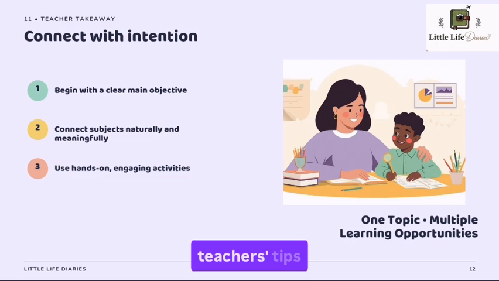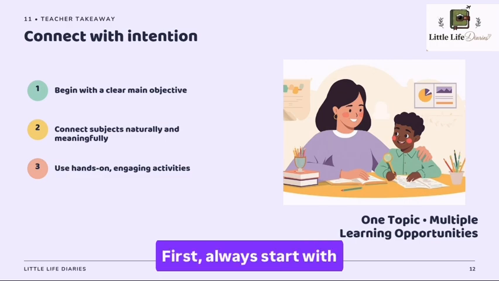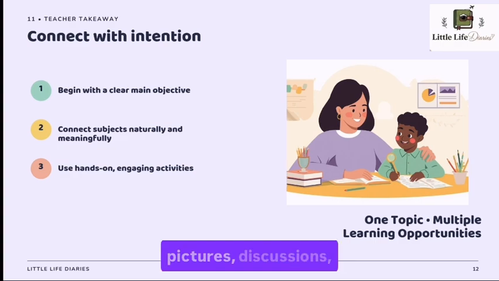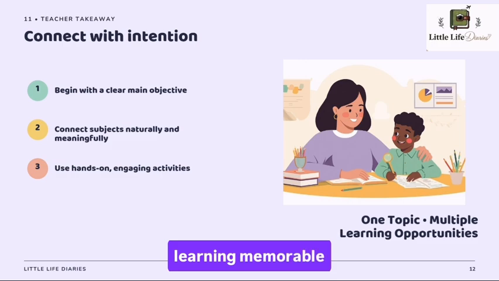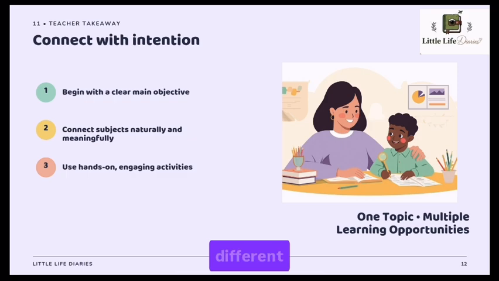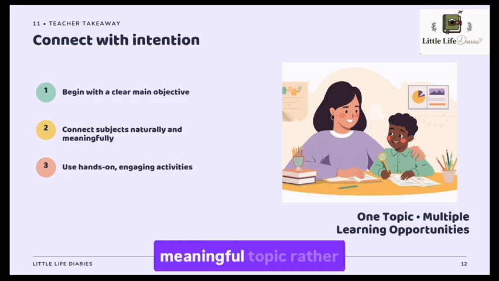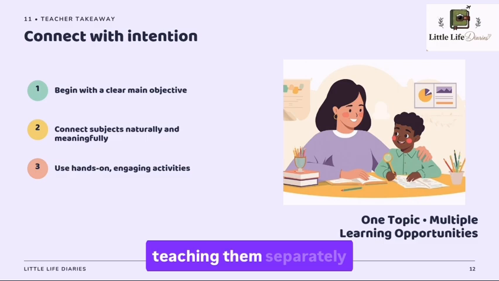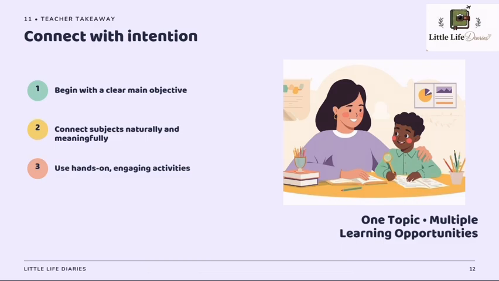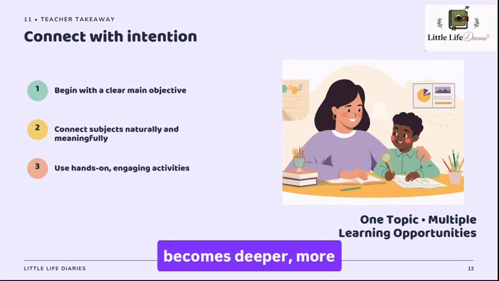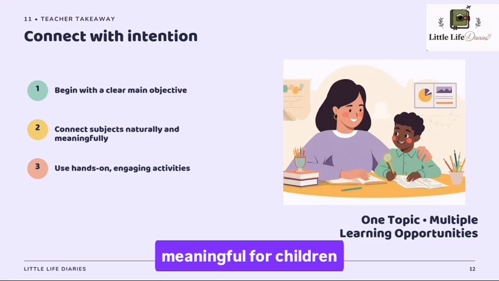Here are a few simple teacher's tips. First, always start with one clear learning objective. Second, connect the subjects naturally, don't force them. Third, use real objects, pictures, discussions, and hands on activities to make learning memorable. So remember this: integration of subjects means connecting different learning areas through one meaningful topic rather than teaching them separately. That is how learning becomes deeper, more enjoyable, and more meaningful for children.